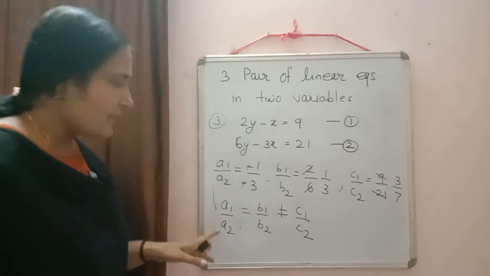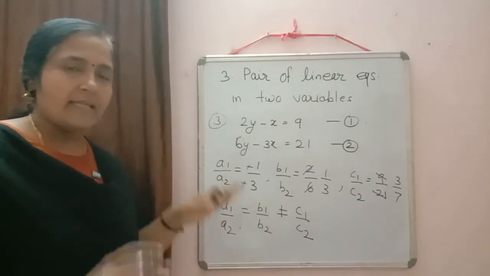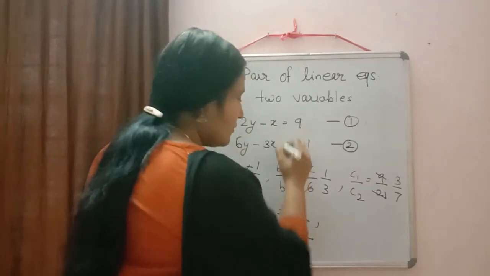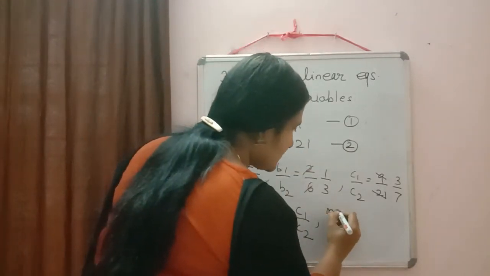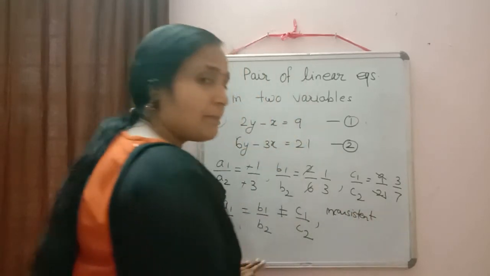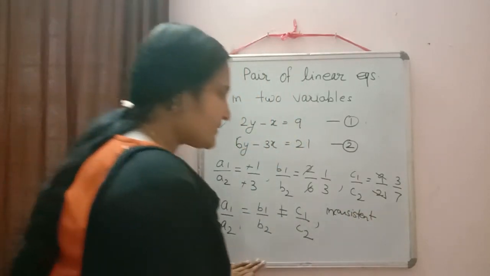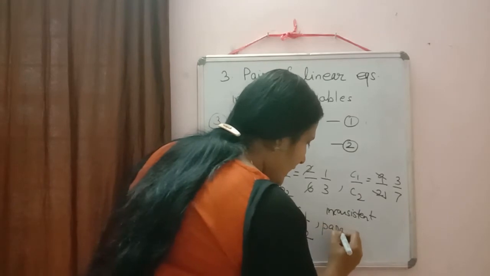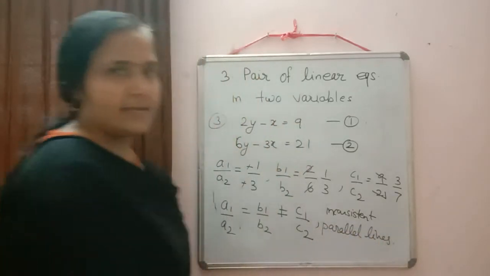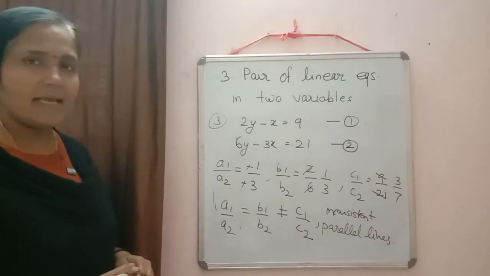So whenever our ratio comes in this way, then without drawing the graph we can say this system of equations is inconsistent. And which type of lines will we get? Yes, we will get parallel lines. All have done till here?